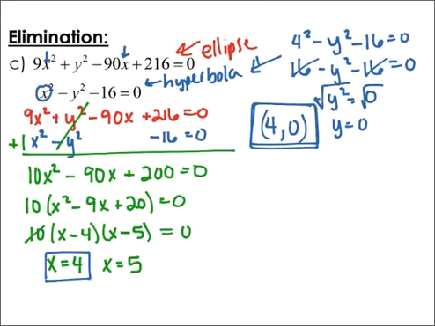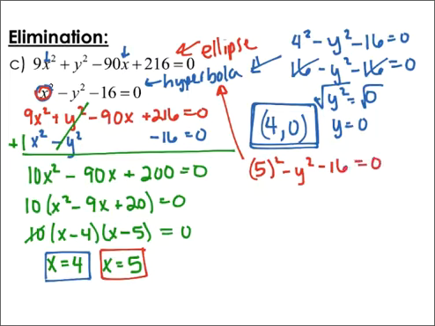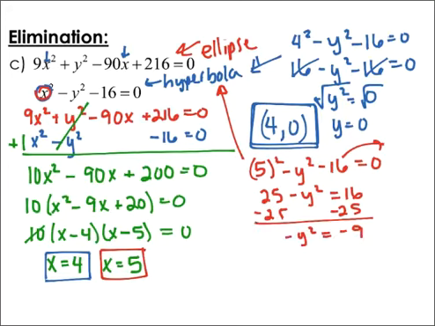Now I need to go ahead and plug in the 5. So again, I'm going to use a hyperbola just because it looks way easier. So I'm going to plug in 5 where I see that x squared. 5 squared minus y squared minus 16 is equal to 0. 25 minus y squared, I'm going to add that 16 over, equals 16. Subtract 25 from both sides. All right, so I got negative y squared equals negative 9.